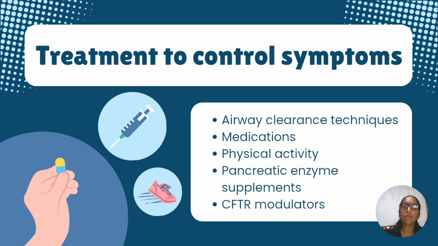lungs to improve breathing, medications such as antibiotics to treat infections, bronchodilators to open up the airways, and anti-inflammatory drugs to reduce inflammation. Physical activity, which enhances lung function and helps loosen mucus naturally through movement and deep breathing. Pancreatic enzyme supplements, which aid in digestion and improve nutrient absorption by replacing blocked enzymes. CFTR modulators, which target the defective CFTR protein to improve its function and reduce symptoms at the cellular level.